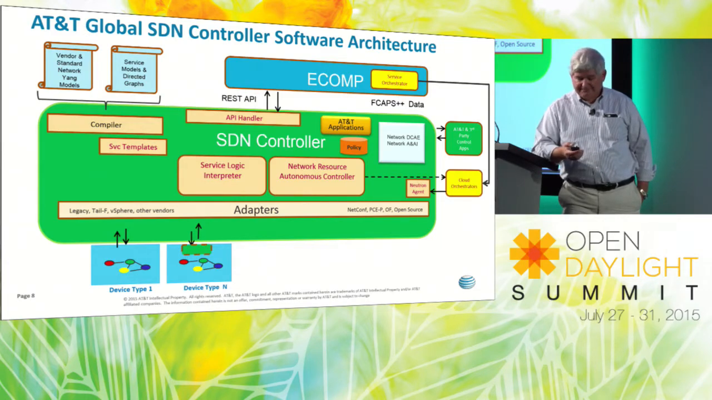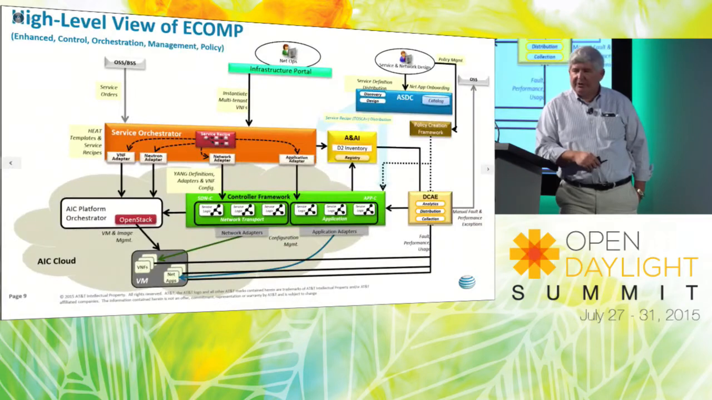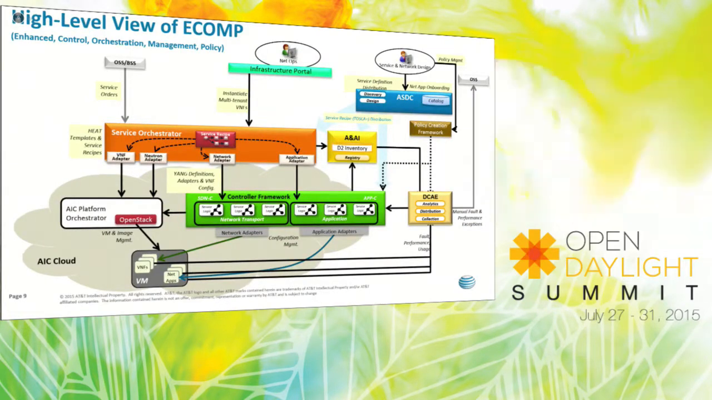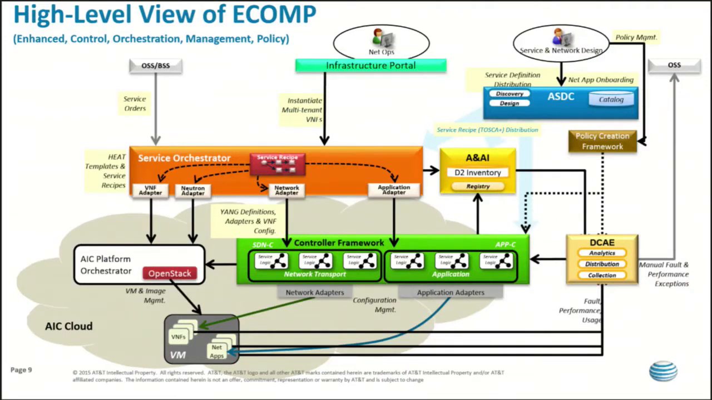We are also heavy users of the Neutron agent because of our OpenStack involvement, and doing a lot of mapping on that side. So if I move on maybe to a prettier picture to bring us back up to 2015, this is the broader envelope of what's going on inside eComp. At the top, the OSS, BSS layer for traditional systems sending in orders that go into our service orchestrator, as well as the infrastructure portal when we want to spin up new capabilities.